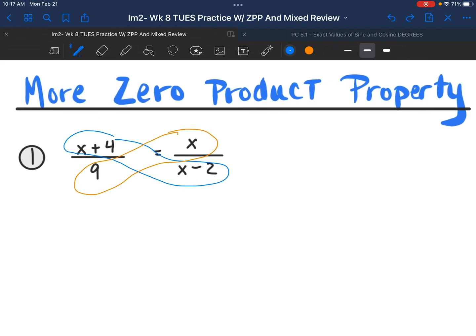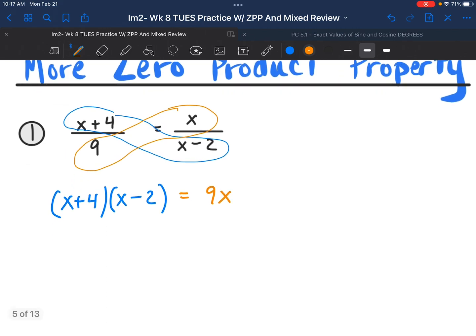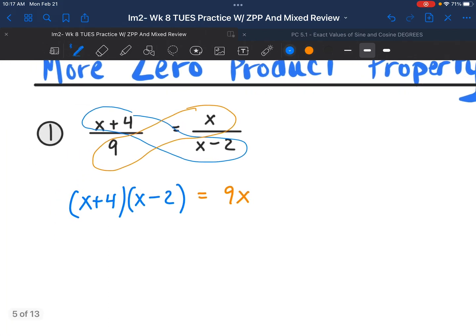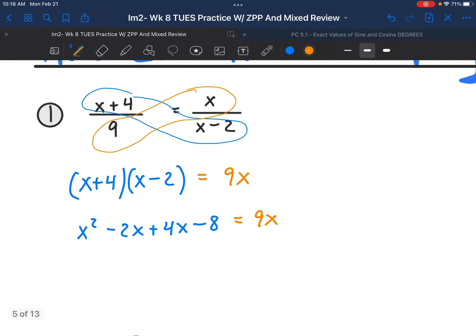And on one side we will have x plus 4 times x minus 2 is equal to 9x. Okay, and remember to correctly multiply out the 2 binomials. Should be x squared minus 2x plus 4x minus 8. And that's equal to 9x. Simplify x squared plus 2x minus 8 equals 9x.